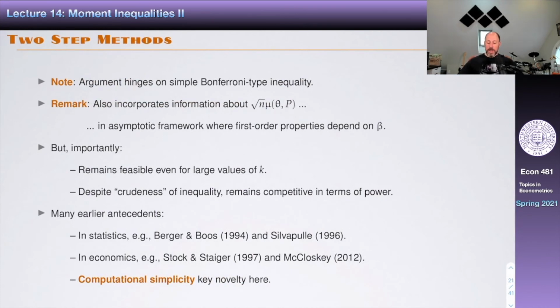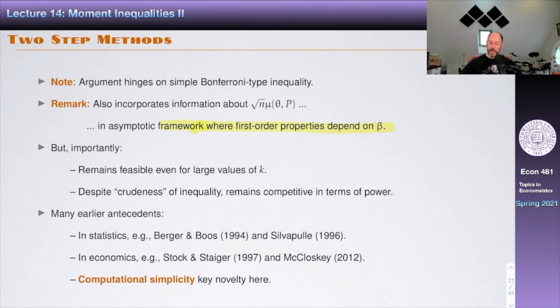And so, note here, the argument hinges on simple Bonferroni-type inequalities, which is what we did over here in this slide. And then it incorporates information about square root n mu, which is essentially in the confidence region. And by doing this, they managed to get an asymptotic framework whose properties depend on beta. So now your tuning parameter, that is beta, you can say something about.